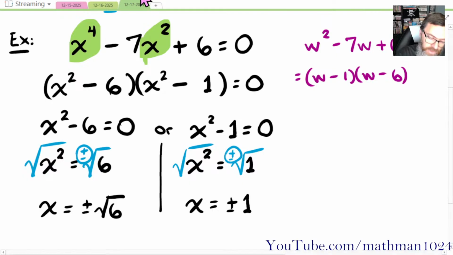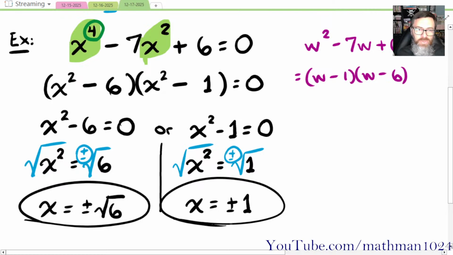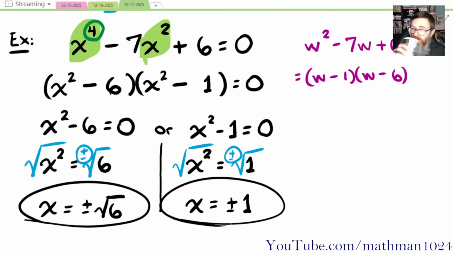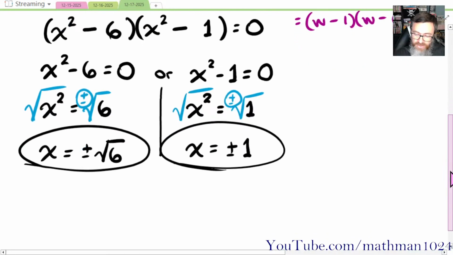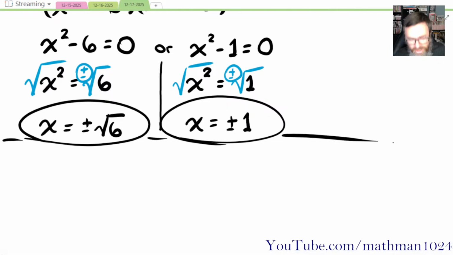Now, if you go back to the original equation here, you see you have x to the 4th. This is a polynomial equation, so the degree tells you how many solutions you're supposed to have. It's a degree of 4. I should have 4 solutions, and I do. Plus or minus the square root of 6 is 2 solutions. Plus or minus 1, that's 2 more solutions. So we have 4 solutions to this equation altogether. Not too bad. And for this one, it's all about factoring. Actually, for most of them, it really does come down to factoring. It's not always going to be that way, but yeah.